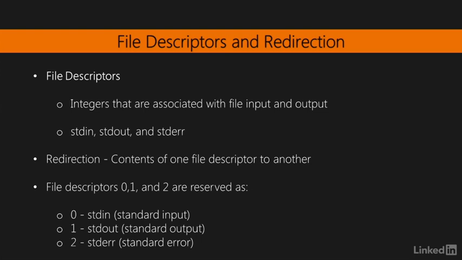File descriptors are integers that are associated with file input and output. They keep track of opened files. The best known file descriptors are stdin, stdout, and stderr. We can even redirect the contents of one file descriptor to another. While writing scripts, we use standard input, stdin, standard output, stdout, and standard error, stderr, frequently.